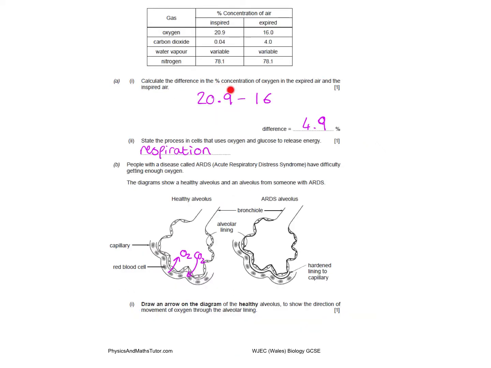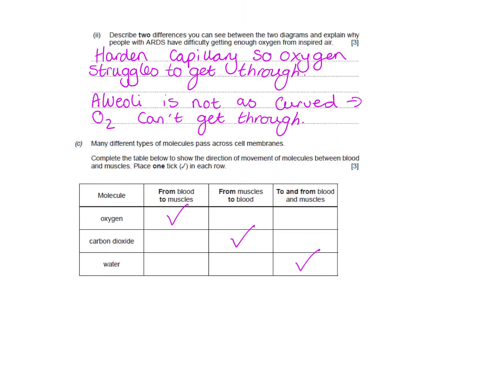Calculate the difference in percentage composition of oxygen in expired air and inspired air. So you need to look at both of them and take them away from each other. That's 4.9. State the process in the cells that uses oxygen and glucose to release energy. That is respiration. Draw an arrow on the diagram of the healthy alveolus to show the direction of movement of oxygen. So oxygen goes in to your alveoli and carbon dioxide comes out then from your blood. So your blood then takes that back up to your lungs and gets rid of it.